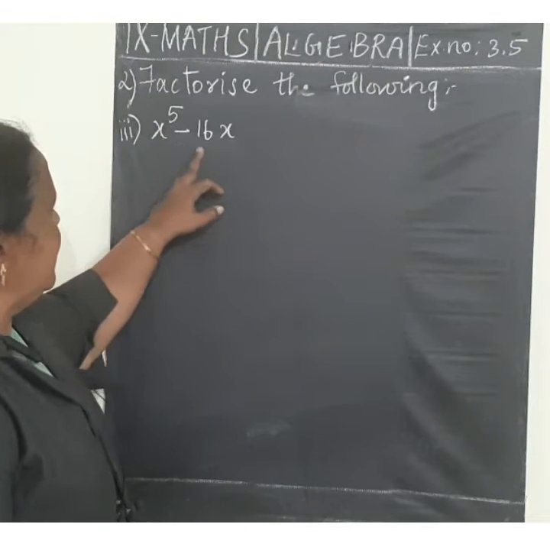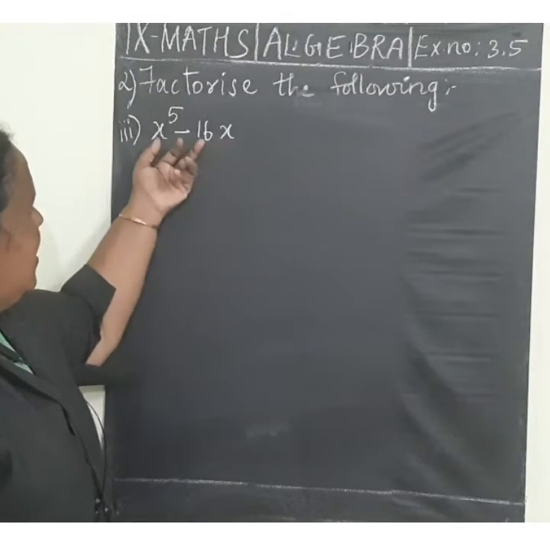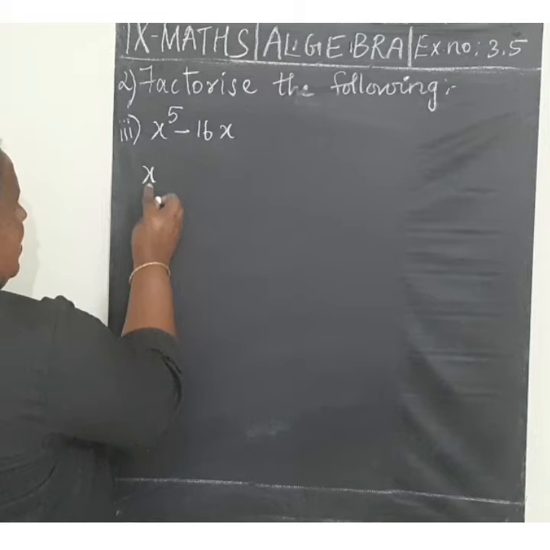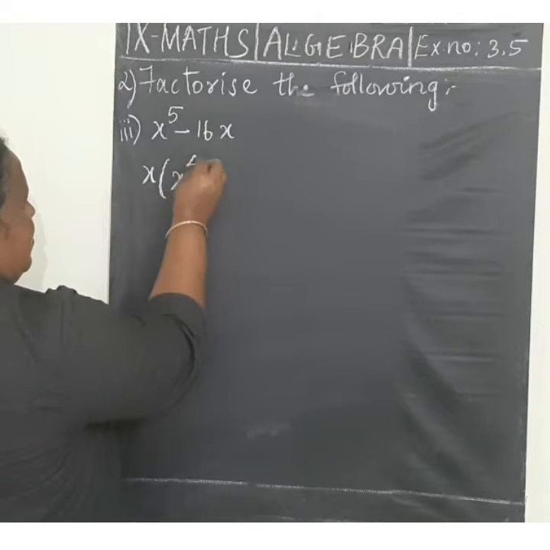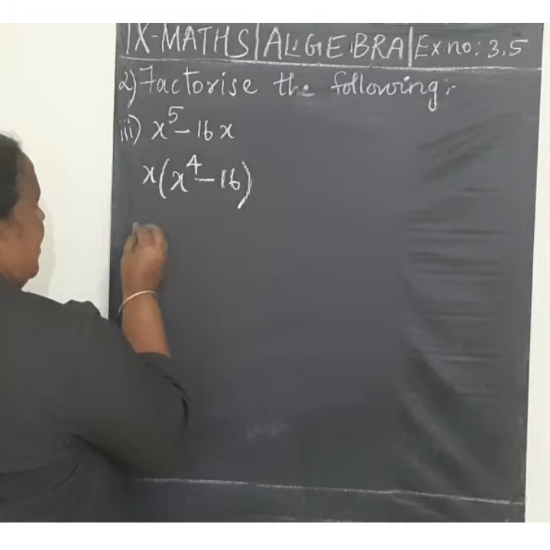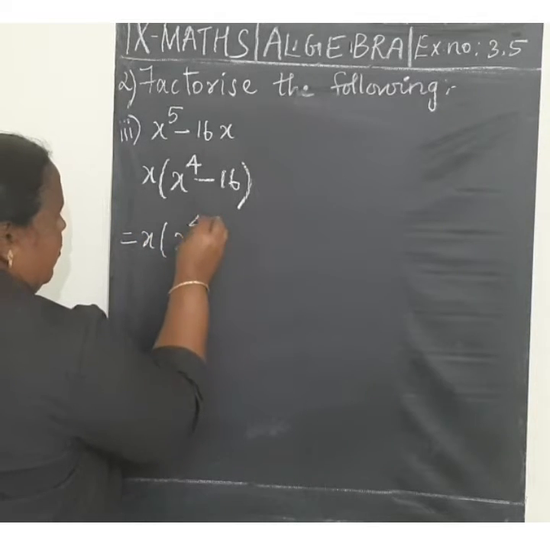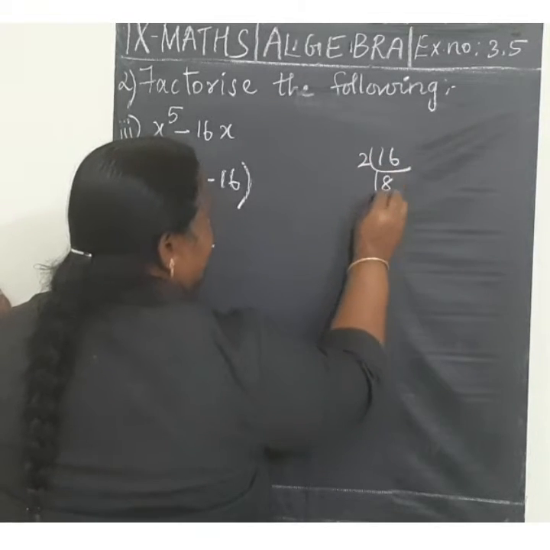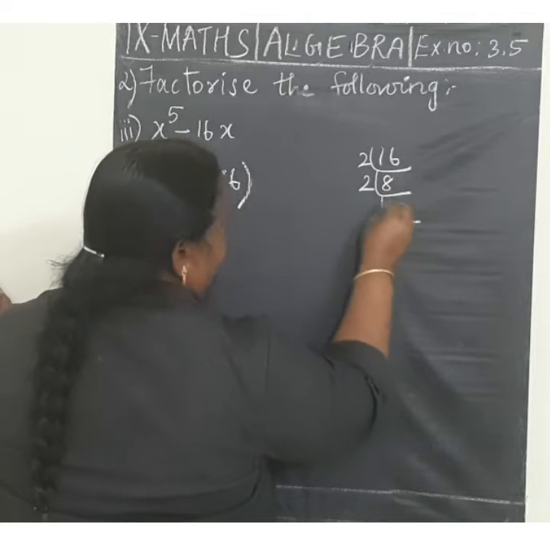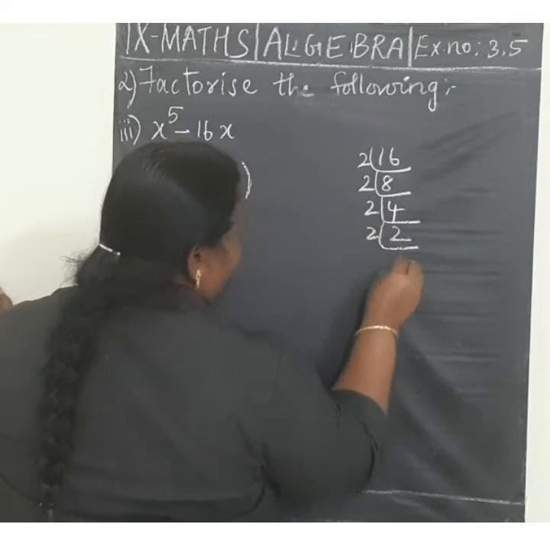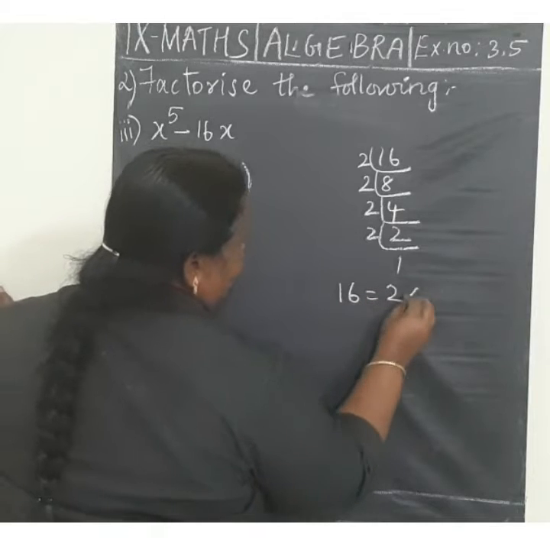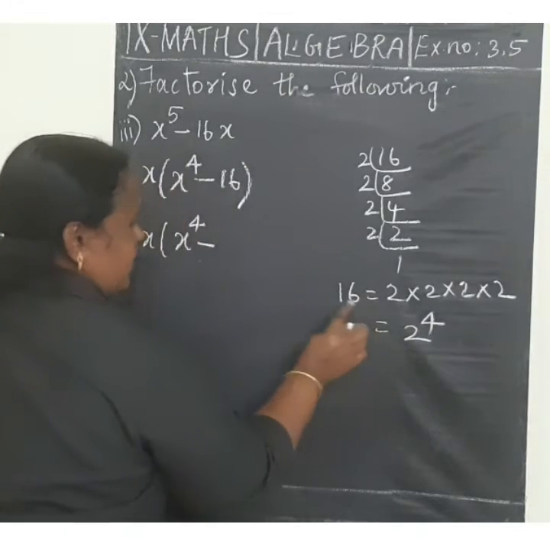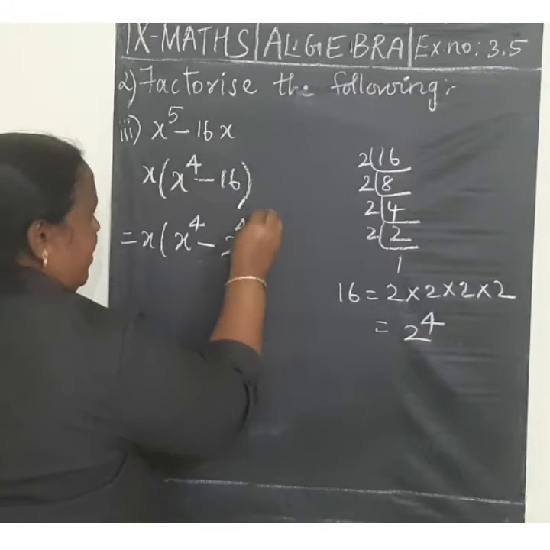Now third subdivision, x power 5 minus 16x. In both the terms we have x, so we take one x as common. If I take x as common, here x power 4 minus 16. Now 16 we can factor: 8 twos are 16, 4 twos are 8, 2 twos are 4, 2 ones are 2. So 16 is equal to 2 into 2 into 2 into 2, which is 2 power 4. So 16 we can write as 2 power 4.